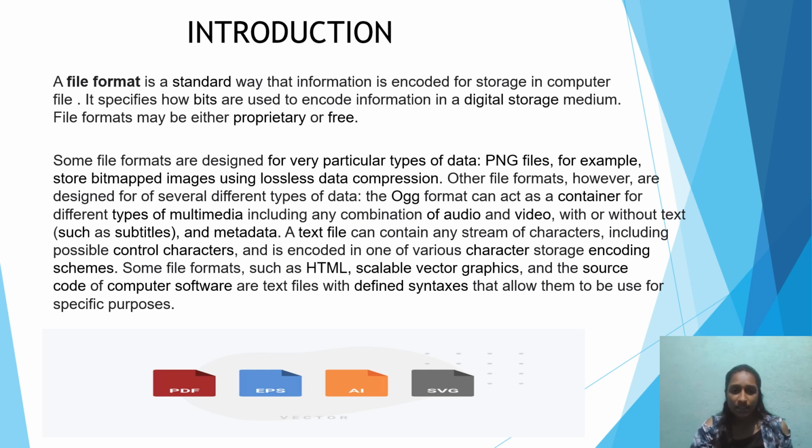A file format is a standard way that information is encoded for storage in a computer file. It specifies how bits are used to encode information in a digital storage medium. File formats may be either proprietary or free. Some file formats are designed for very particular types of data. PNG files, for example, store bit-mapped images using lossless data compression.